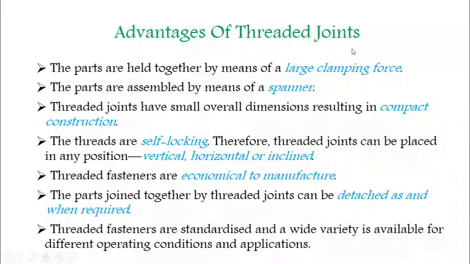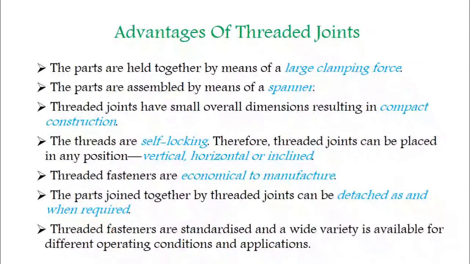Advantages of threaded joints. The parts are held together by means of a large clamping force. That means there is a wedge action at the threads which increases the clamping force. There is no loosening of parts. Therefore, threaded joints are reliable joints.